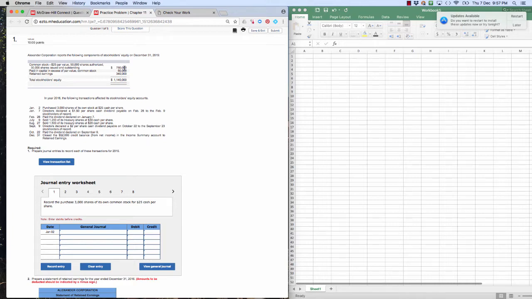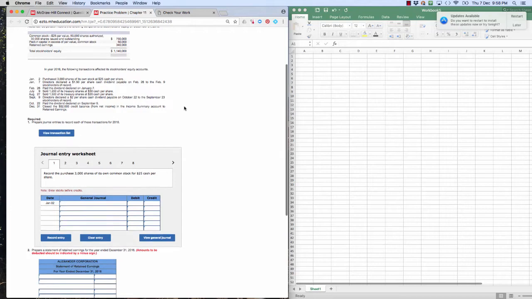That's $750,000. And then, because they sold them for more than par value, they have this other bit here, paid-in capital in excess of par value, common stock, $50,000. And then they have a previous balance of retained earnings of $340,000, which means that the stockholders lay claim to $1,140,000 of the company's assets, at least on paper they do.